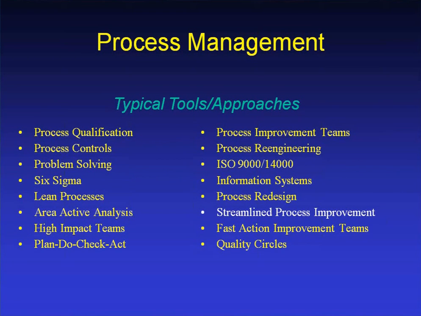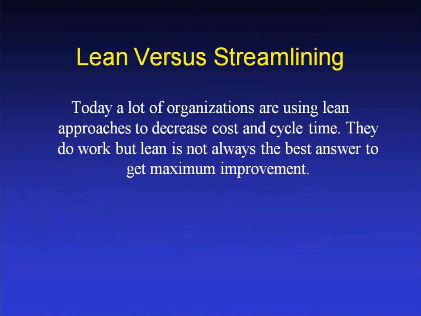Now, when we talk about tools for process improvement, there's a lot of tools out there. There's process qualification, there's problem solving, there's Six Sigma, there's Lean, there's the ISO 9000 and 14000. These are all the tools that we have today, and we're just going to pick on one of them, and we're calling this Streamline Process Improvement, and that's what we're going to be talking about today.